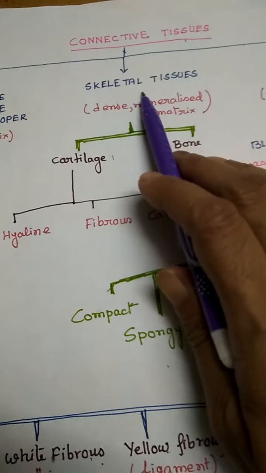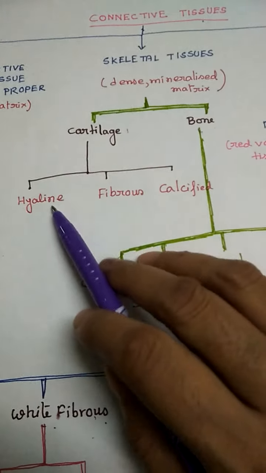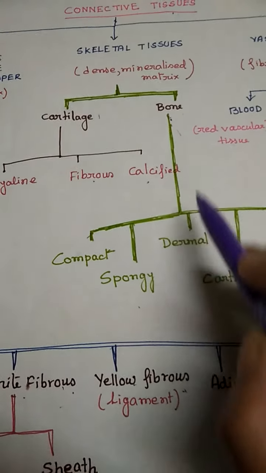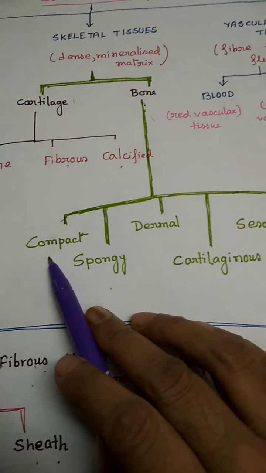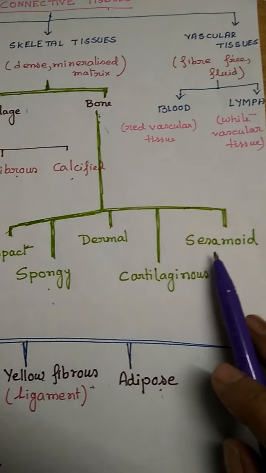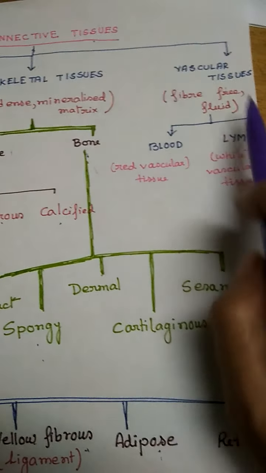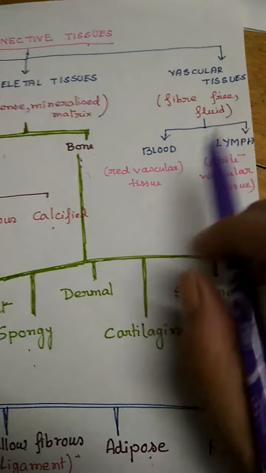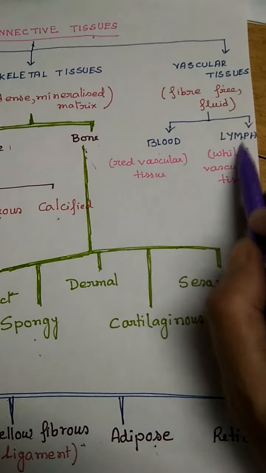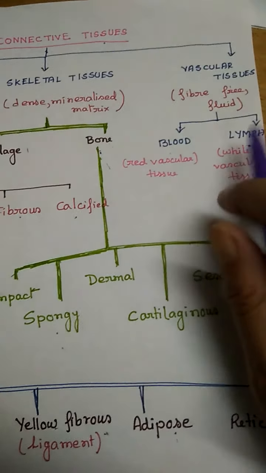Next one, skeletal tissue, is of two types: cartilaginous and bone. Cartilaginous: hyaline, fibrous and calcified. If it is bone, simply you can write compact, spongy, dermal, cartilaginous and sesamoid. In vascular tissue, here I have given you one vivid structure, that is blood and lymph. And all of you know blood is again divided, lymph is again divided into different parts. That you have to do in your copy.